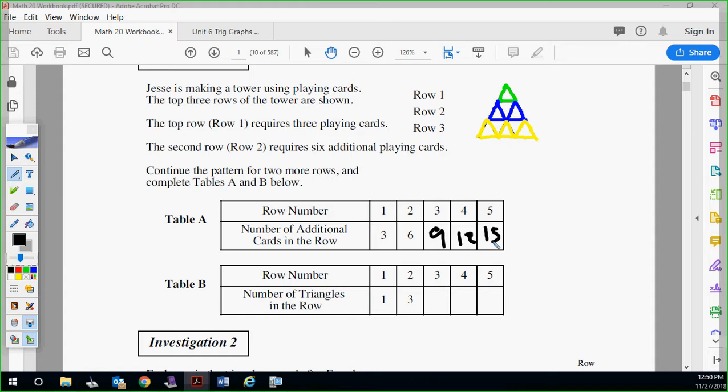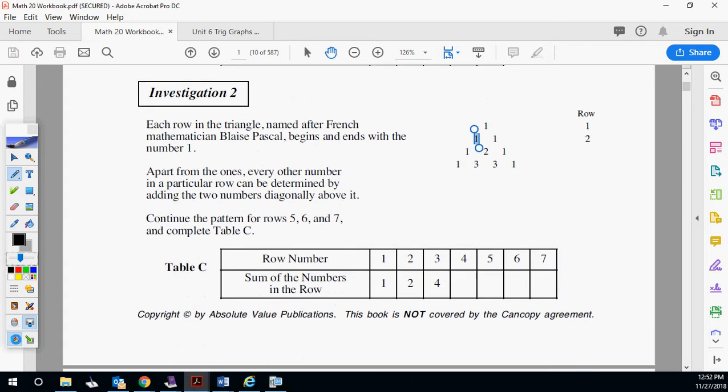Okay, let's switch our way of thinking. We were just counting the cards there. Now let's think about just the triangles that are there. The very first row, there's just 1 triangle. When you add the second row, you're adding 3 triangles. The third row, 1, 2, 3, 4, 5 triangles. So you can see this is going by 2 every time. Pretty straightforward. Still ask questions.